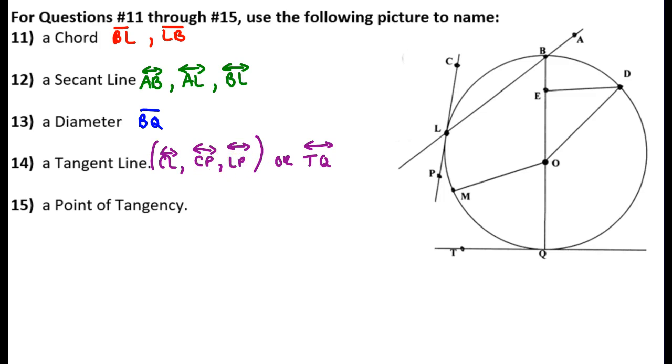And then lastly, we have point of tangency. So that would be from our tangent line. That would be point L, or it could be point Q.